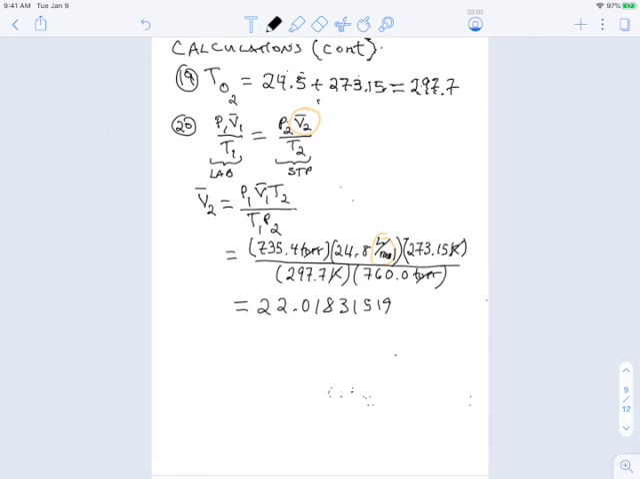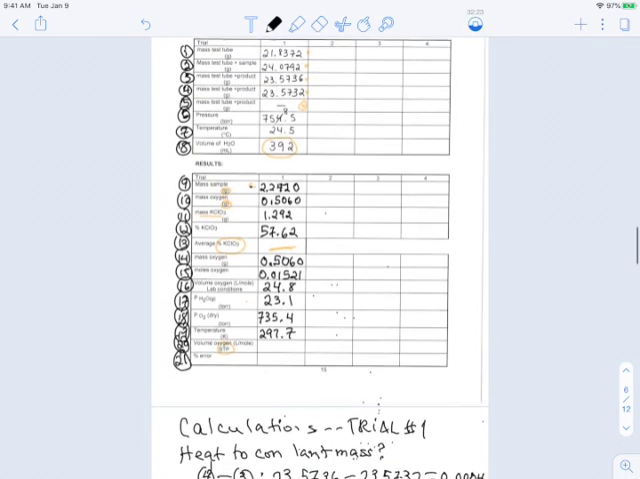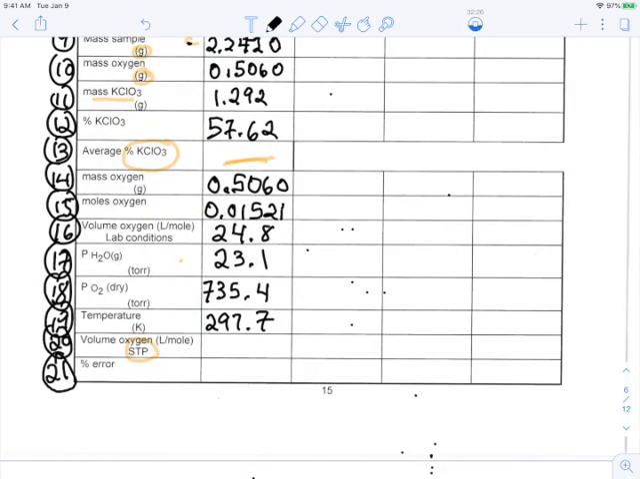Obviously, we only had a value here that was good to 3 sig figs for the molar volume. So we had to round this to essentially that. That means we're going to be rounding this to 22.0 liters per mole. Okay? And that's the number we're going to put up here. And back to our data sheet, we're going to write here 22.0 liters per mole.